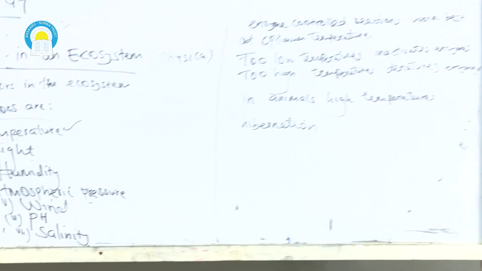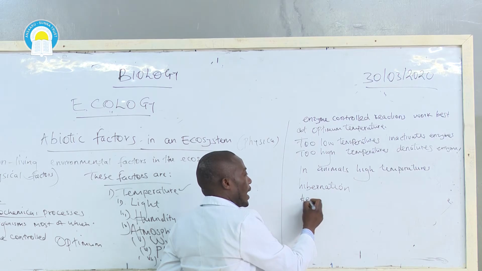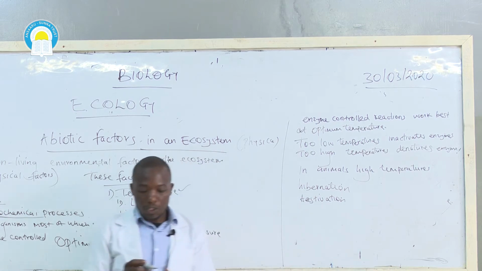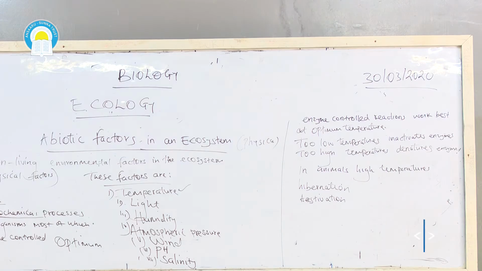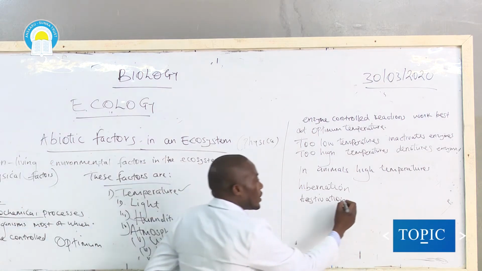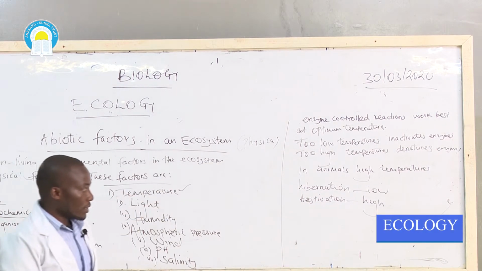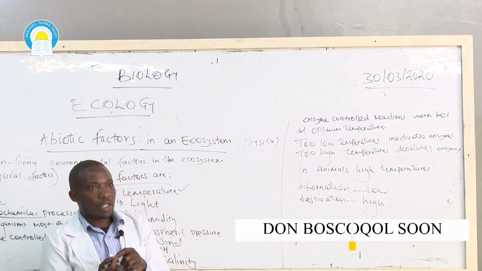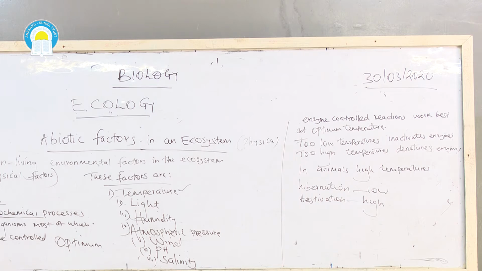And when the temperatures are high, it also leads to what we call aestivation. So in animals, high temperatures increase sweating, they hibernate at low temperatures and aestivate at high temperatures. Hibernation is when they go into a deep sleep, and in aestivation they are running away, burrowing in soils to prevent excess water loss from the body.